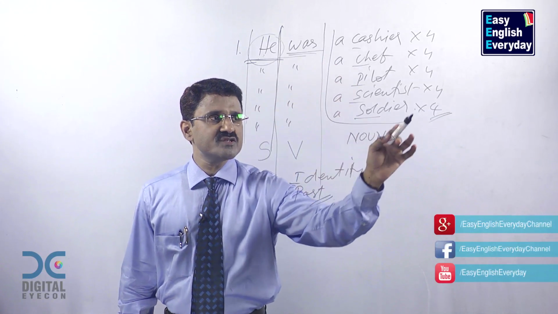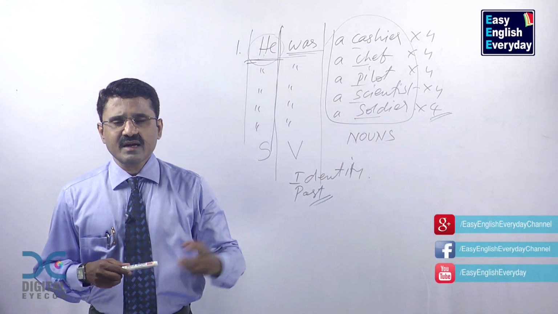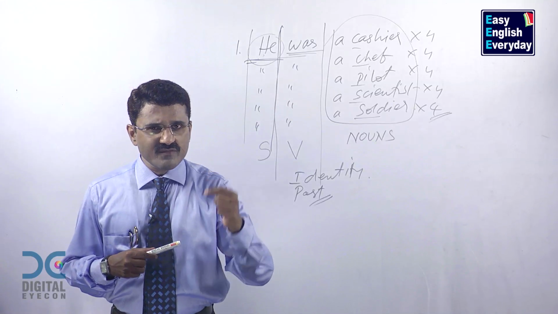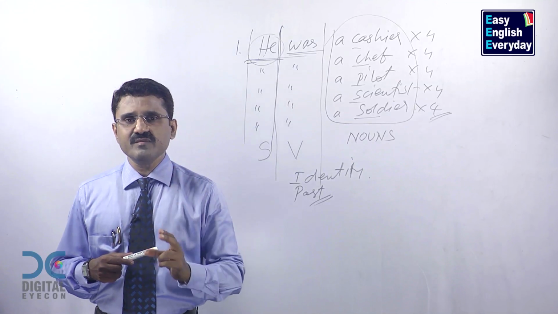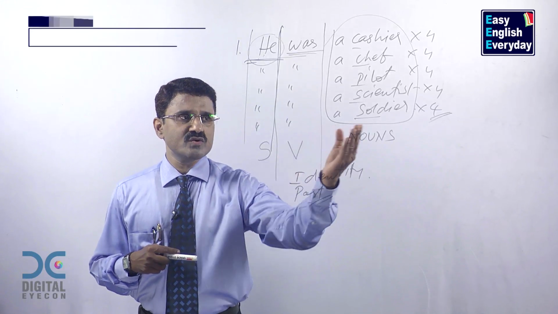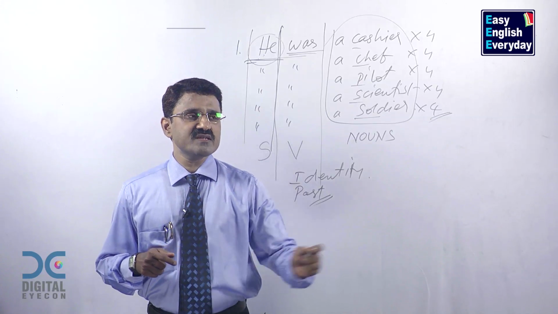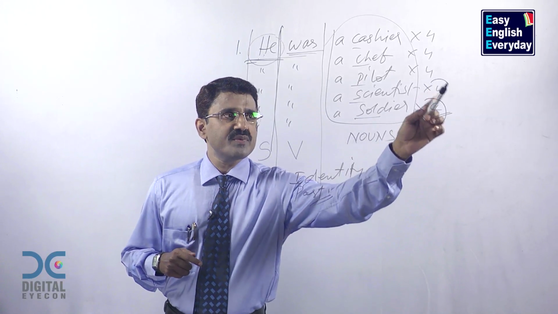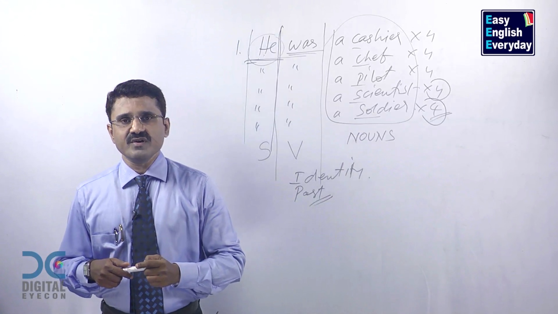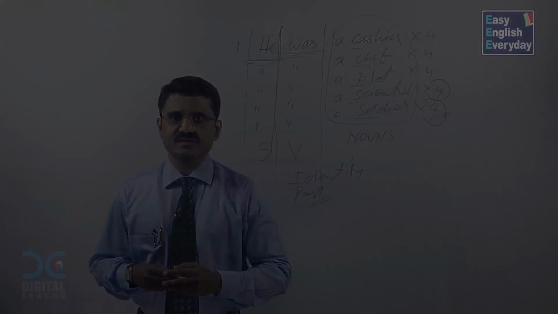But your progress depends on the number of nouns you collect. Collect more nouns, make more sentences. If you have fewer nouns, if your vocabulary is limited, you can make only a limited number of sentences. So take a large number of nouns and make more sentences, and at the same time practice the 4 variations. This is the first use of was. Now let us learn the second use of was.